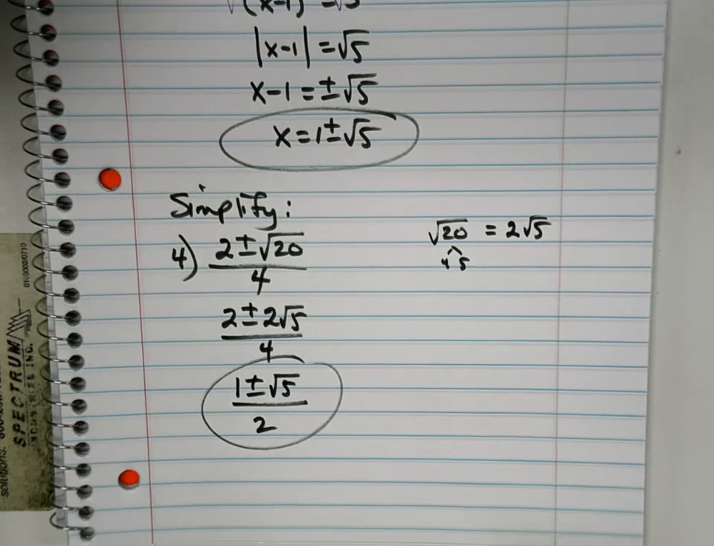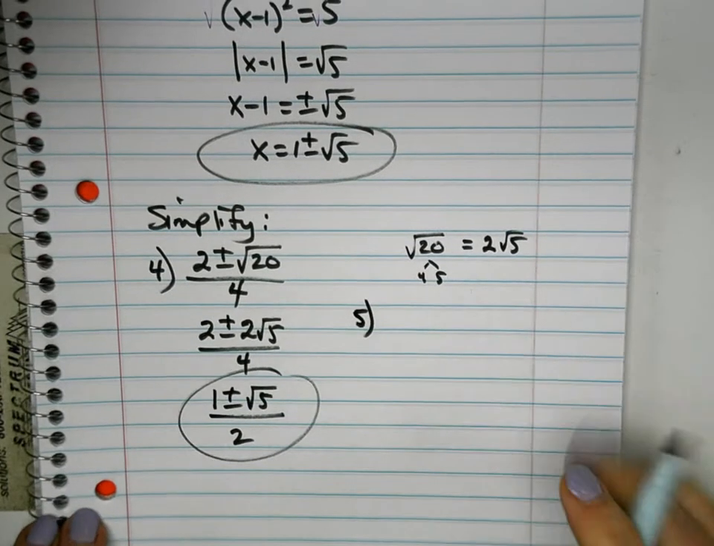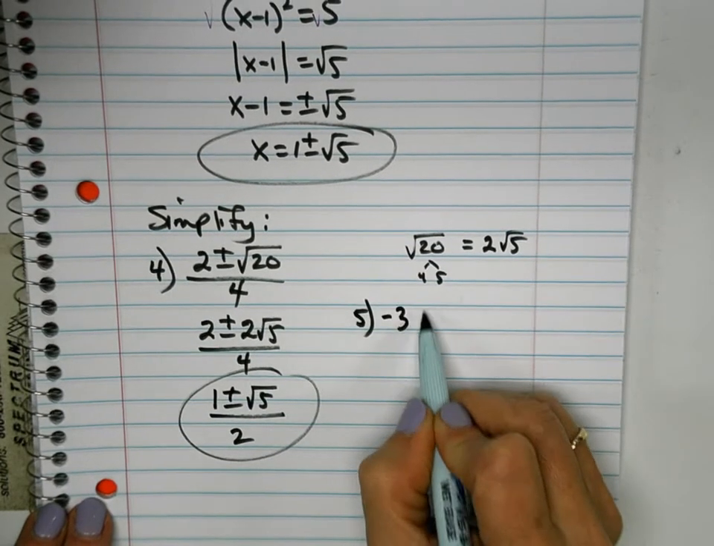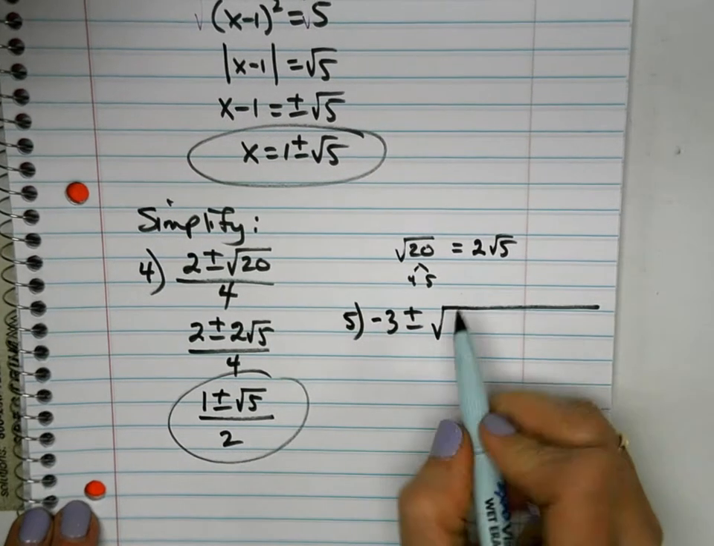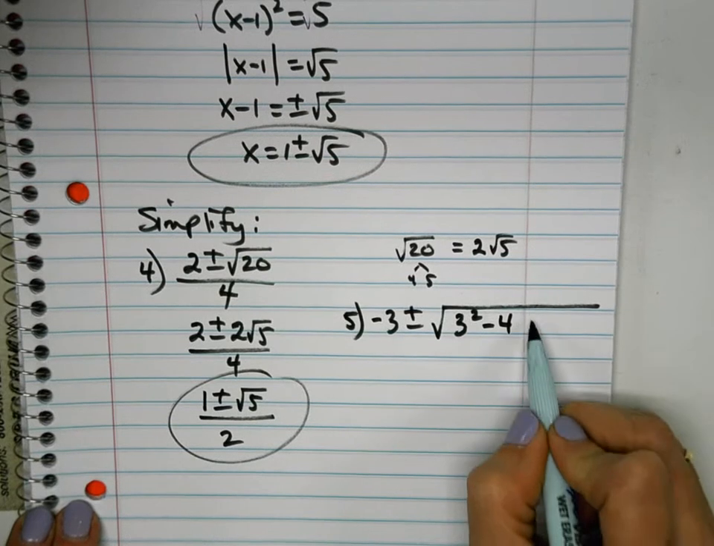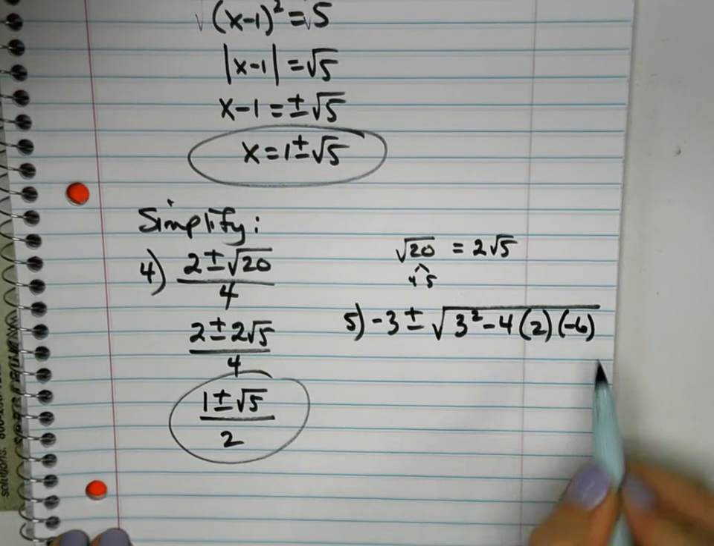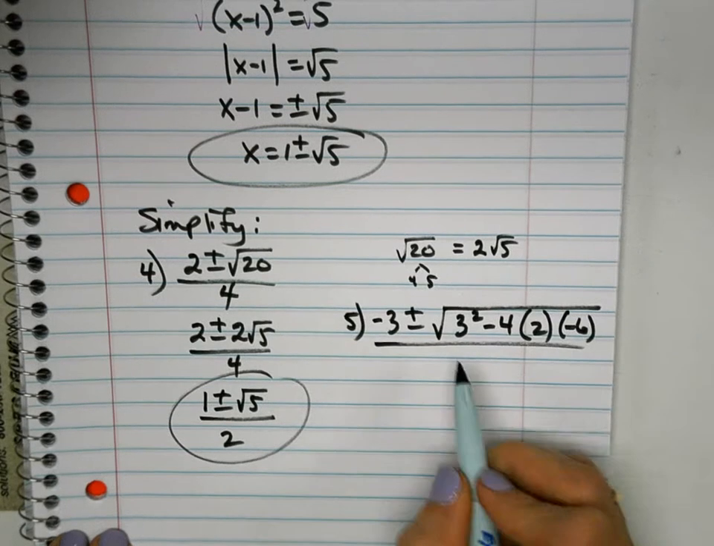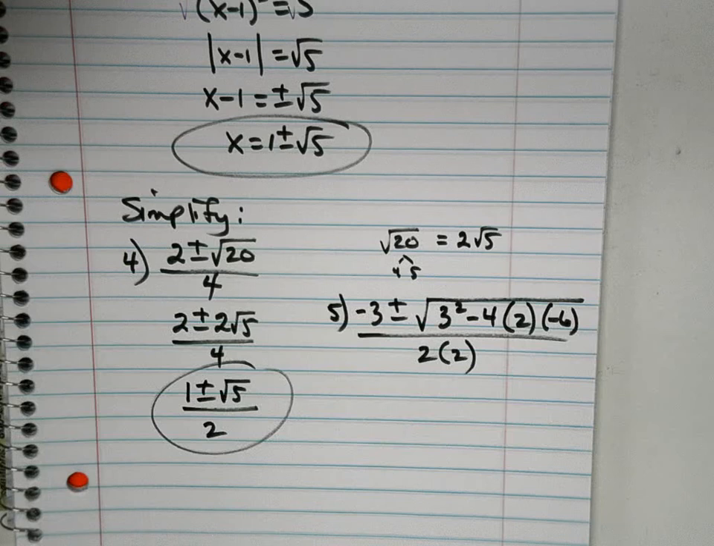Okay. I want to do one more of these, and I'm going to squeeze it in right here. Number 5, let's do this one. Negative 3 plus or minus the square root, big square root, 3 squared minus 4 times 2 times negative 6 all over 2 times 2. Can you see it? Yep. There's a quadratic formula. We'll review it tomorrow, but it's there if you remember it.